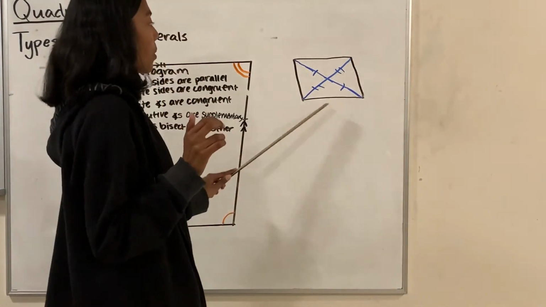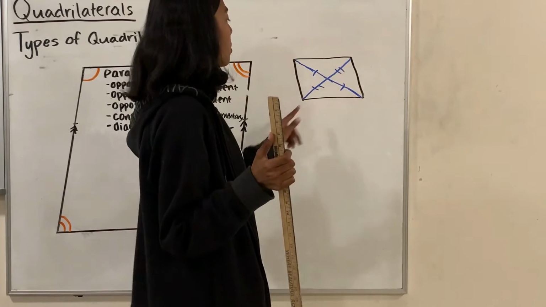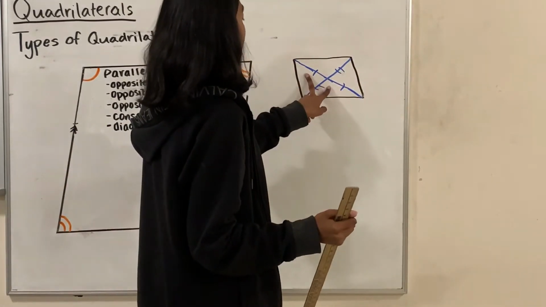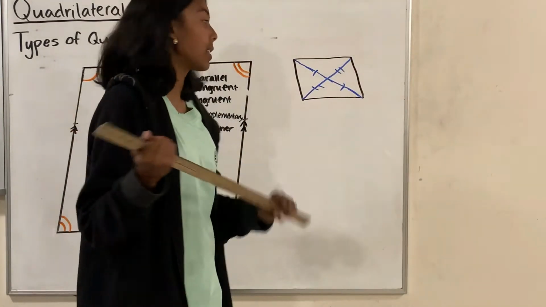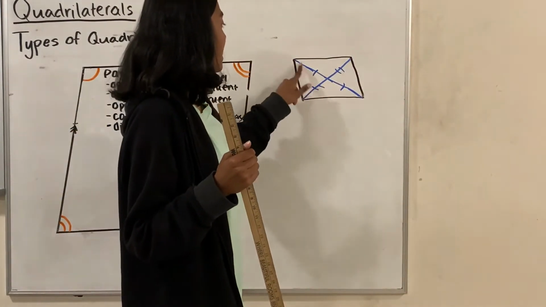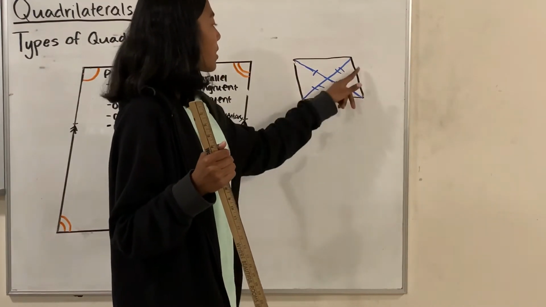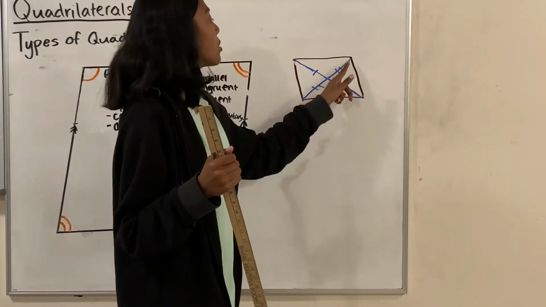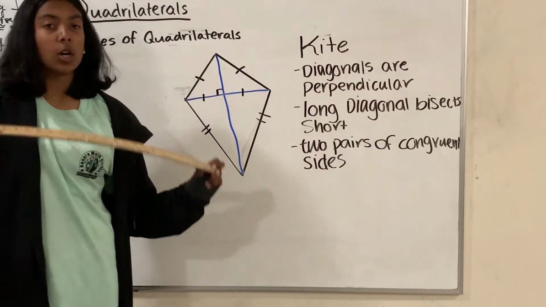So here's an example. We have a parallelogram here, not drawn to scale, and we have our two diagonals, which are in blue. So when we have our first diagonal, it is basically cut in half or bisected by this diagonal, meaning this right here is equal to this. And the same goes for this diagonal. This diagonal is bisected by this diagonal, so this is equal to this. Now let's move on to the kite.